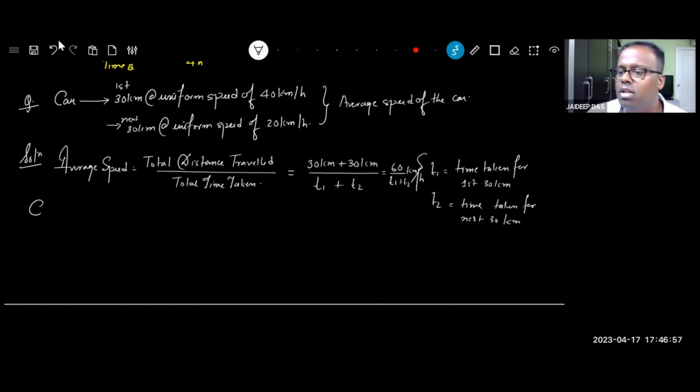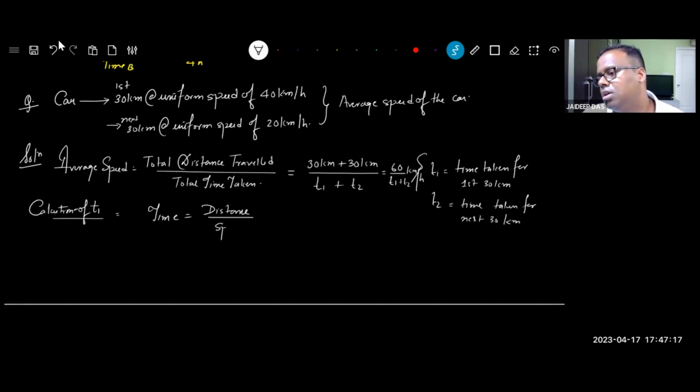This is the average speed. Now you can write calculation of T1. So you know, speed is equal to distance upon time. So time is equal to distance upon speed. How many of you disagree? Speed is equal to distance upon time. Distance equal to speed into time. This is correct. So time is equal to distance upon speed.